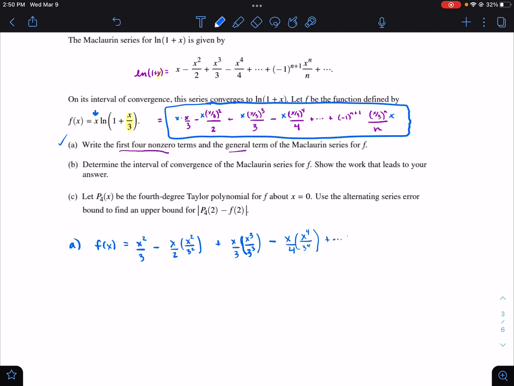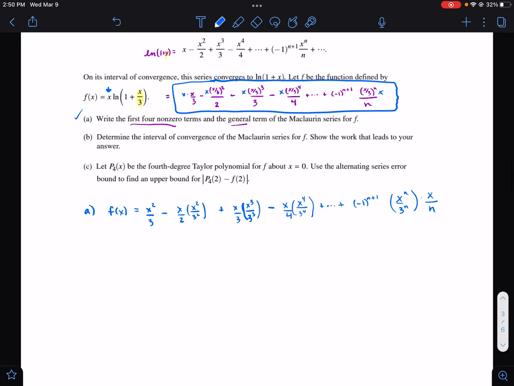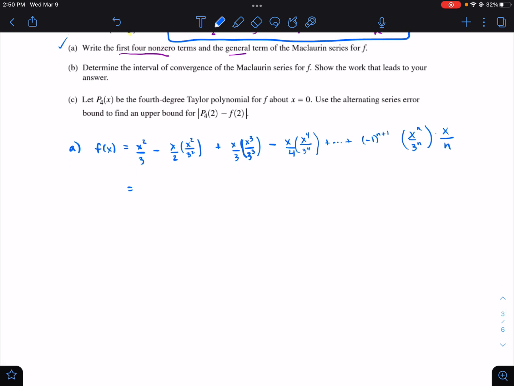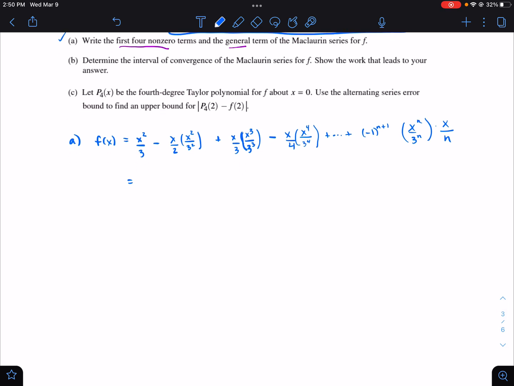And the general term I'm really going to have to worry about, so negative 1 to the n plus 1. Let's see, so this is x to the n over 3 to the n times x, and that x is being divided by n. So again, I'm simplifying this. I'm not boxing it. I want them to grade this answer, but the simplified answer I'm going to need for the rest of the question.